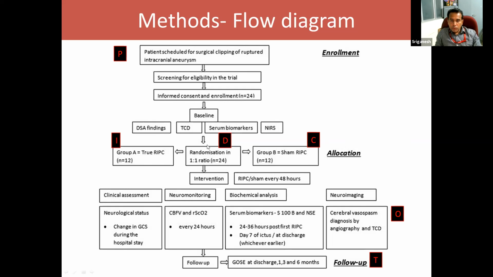And then I'm going to randomize them into two groups. Group one is true RIPC group. The second group is sham RIPC. So I'm informing what is my intervention group and what is the comparator. And what is the study design? It is a randomized controlled trial. What are the outcomes? Vasospasm, biomarkers, cerebral blood flow velocity and oxygenation, and neurological status. And what is the timeline? I'm going to study them for 6 months after discharge. So that is the timeline. So this one flow diagram gives a complete picture of what is my research: population, interventions, and outcomes.